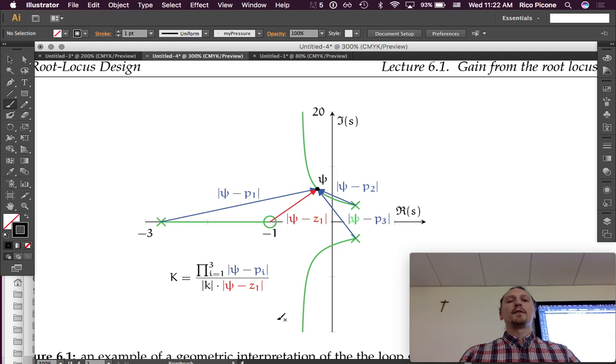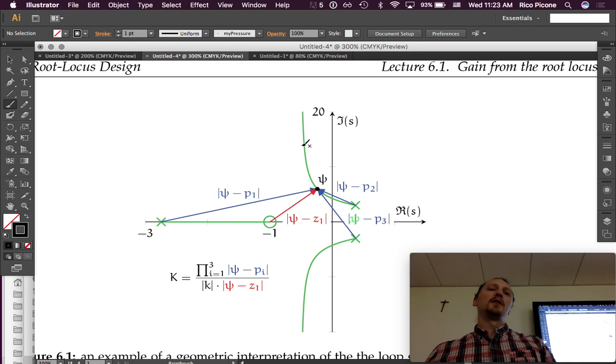The reason we go through this is to get a little bit of intuition on it. So if you were on a test and you were given a root locus plot and it said, what is the gain to make your closed loop poles here, here, and here?